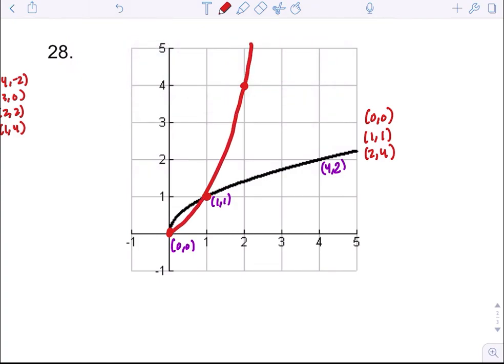Alright, so hopefully that gave you some more insight on solving and graphing, solving, and proving inverses.